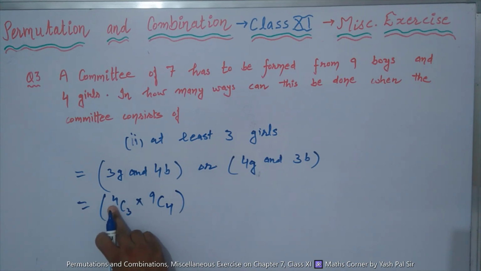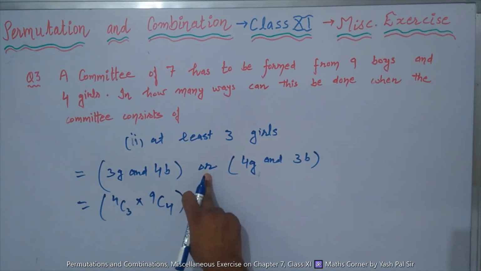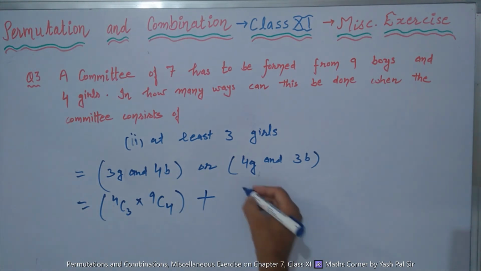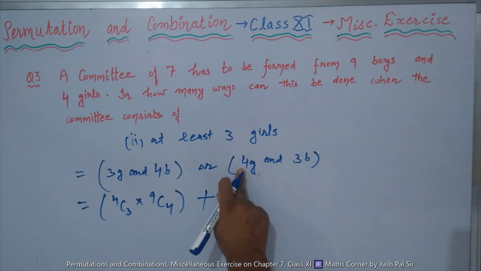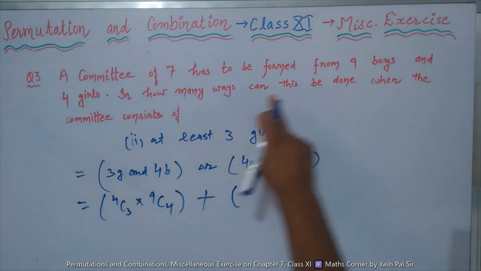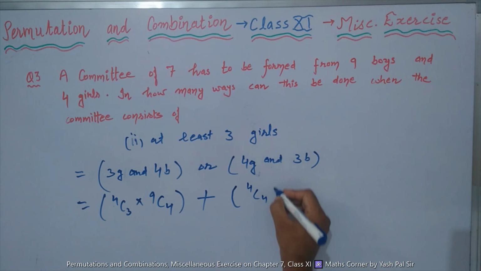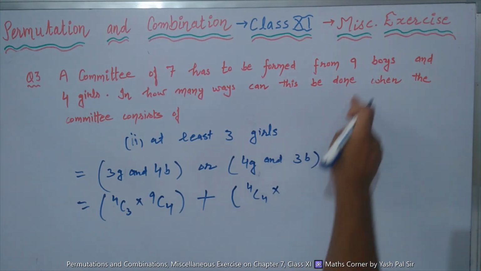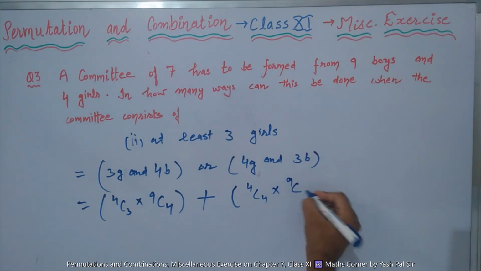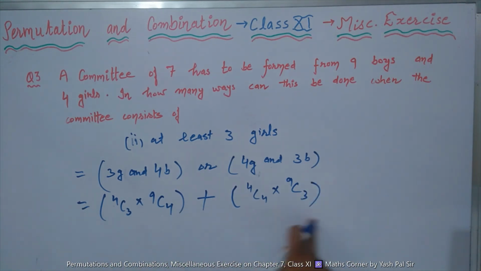Again, this is important. What is the meaning of OR? OR mean plus in permutation and combination. Now we have to select 4 girls out of 4 girls. So 4C4, AND mean into. Out of 9 boys, we are going to select 3 boys. Now we shall calculate this result.